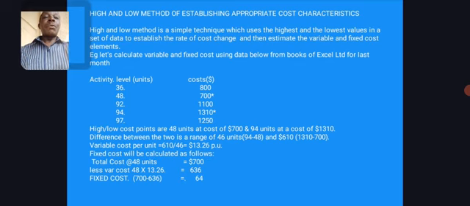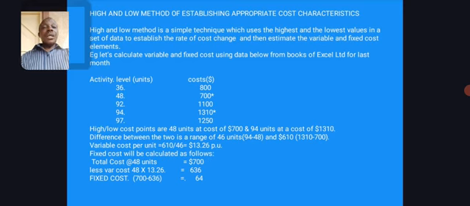Now, I want to take an example with the data given here from this Excel Limited company. There we have data comprising 5 levels of activity. If you look closely at the data given, you will discover that the highest value there is $1,310, and the least value there is $700, and the $700 is for an activity level of 48, while the $1,310 is for an activity level of 94.